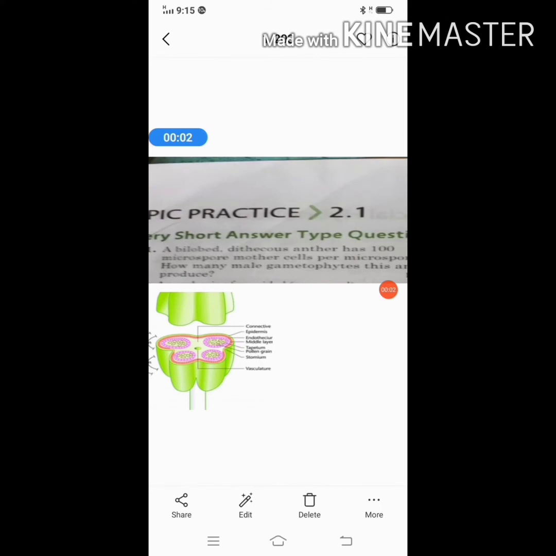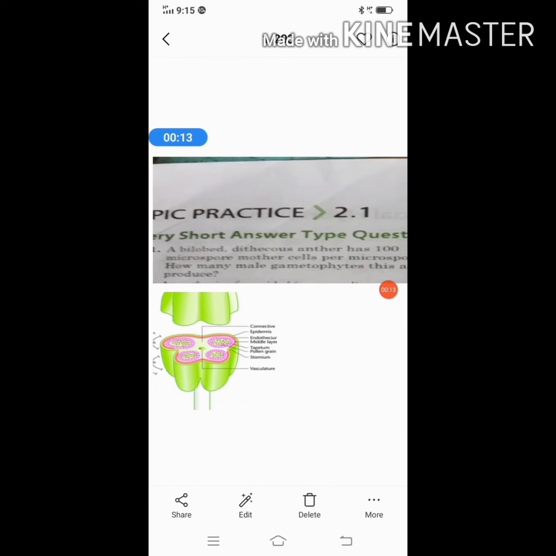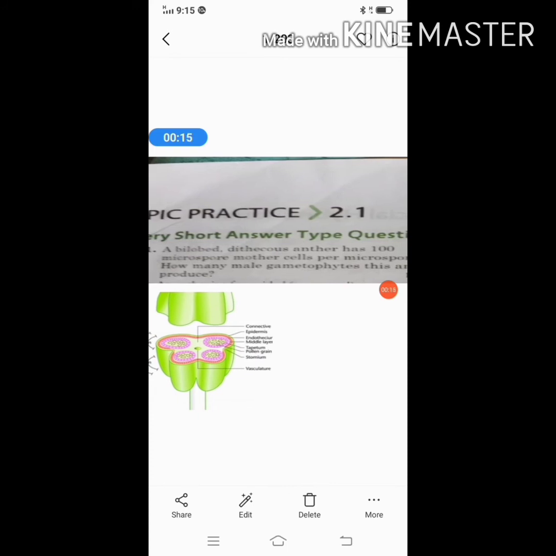Listen to this question. A bilobed dithecous anther has 100 microspore mother cells per microsporangium. How many male gametophytes can this produce? See here, the anther is bilobed. Here you can see the 2 lobes. Bilobed means it consists of 4 theca or 4 microsporangia.